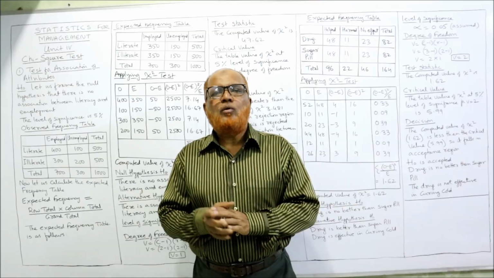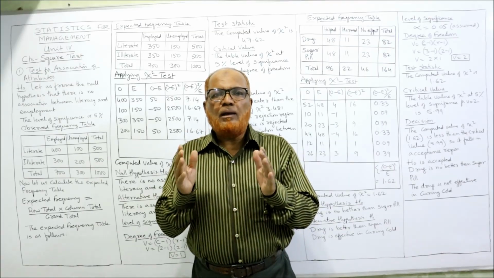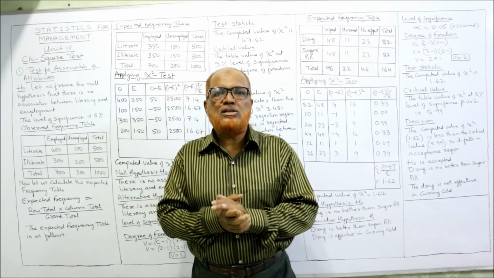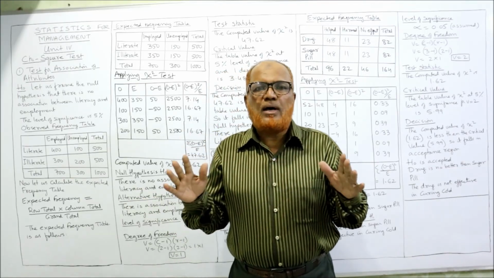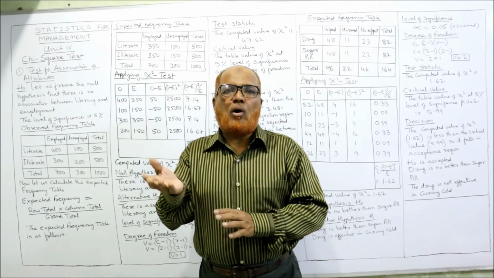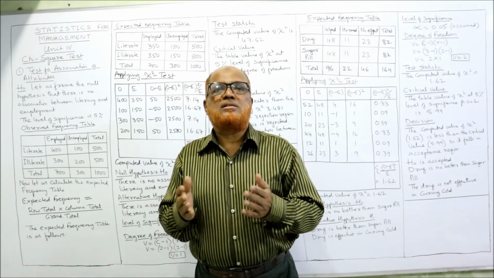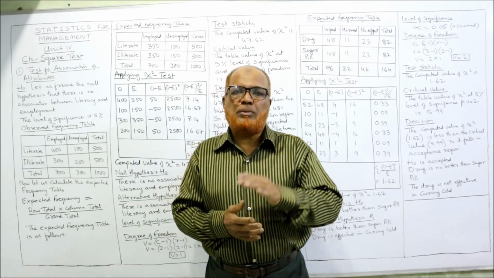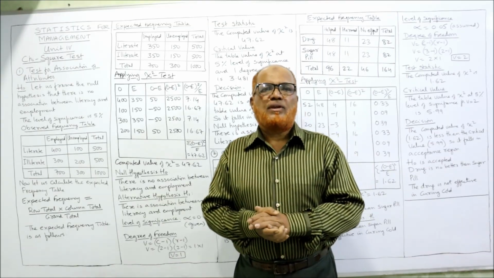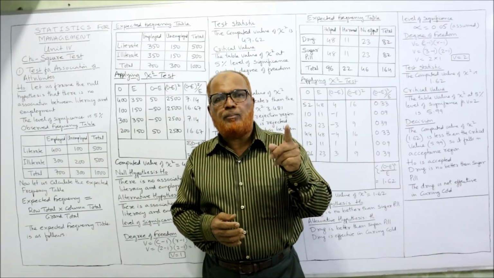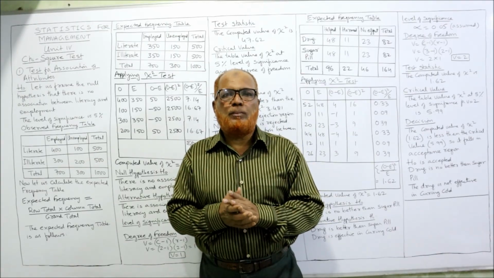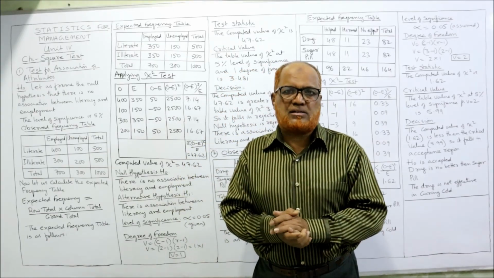Two attributes are given, literacy and employment. First of all, we have to make a null hypothesis. Null, N-U-L-L, means no difference. So there is no association between literacy and employment. And the alternative hypothesis: yes, there is association between literacy and employment. After conducting the test, we will come to the conclusion whether the null hypothesis should be accepted or the alternative hypothesis should be accepted. That is our concern, right?